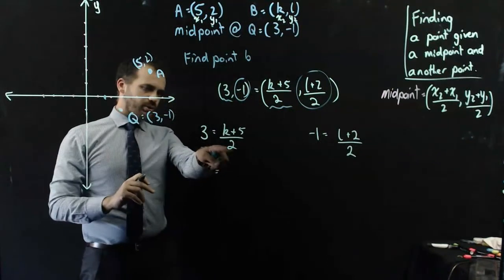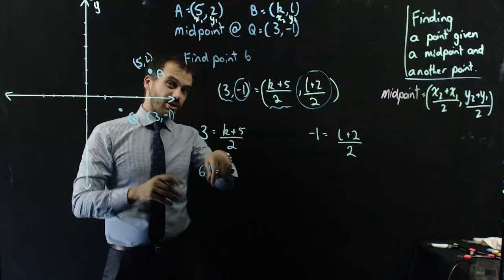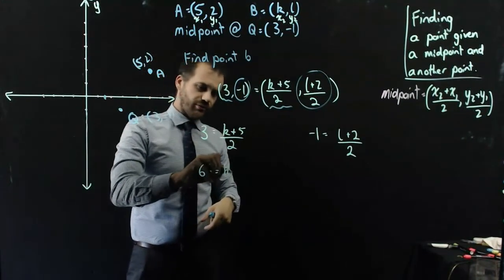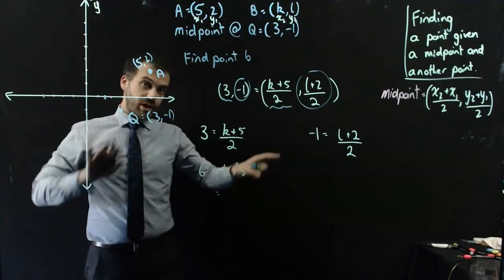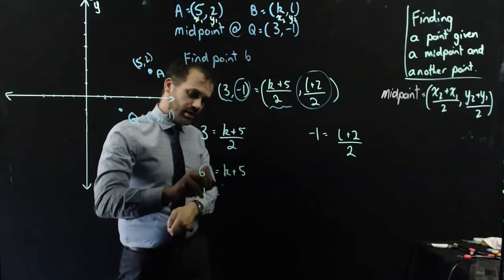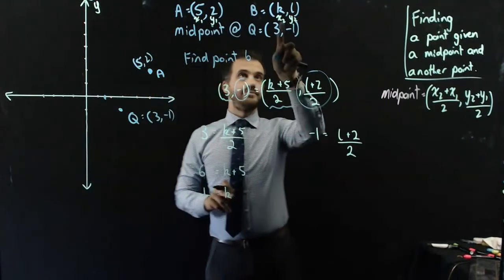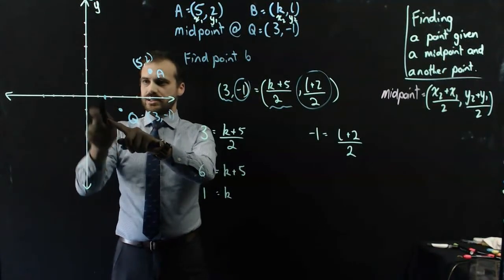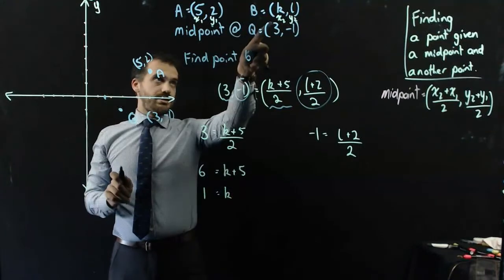So for this one, I'm going to multiply by 2 on both sides. 3 times 2 is 6, and multiplying this by 2, the 2 vanishes. Then we have 6 equals k plus 5. Subtract 5 from both sides. 6 minus 5 is 1, and we're left with k. I now know that k is 1. Now, does that make sense? Let's see. The B value is going to be somewhere along this line, because k is the x value of it.